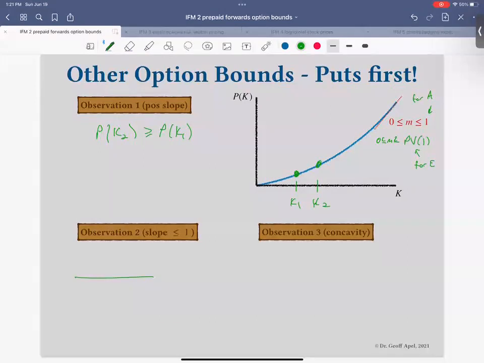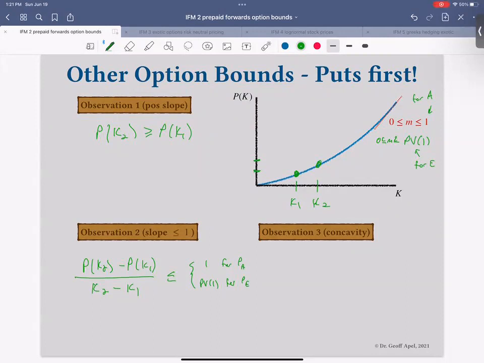rise over run, so change in y, so put at K2 minus put at K1, the prices of those, Y2, Y1, over K2 minus K1, and those limit at 1. Well, 1 for American or present value of 1 for European. So I'll put here 1 for American and present value of 1 for put European.